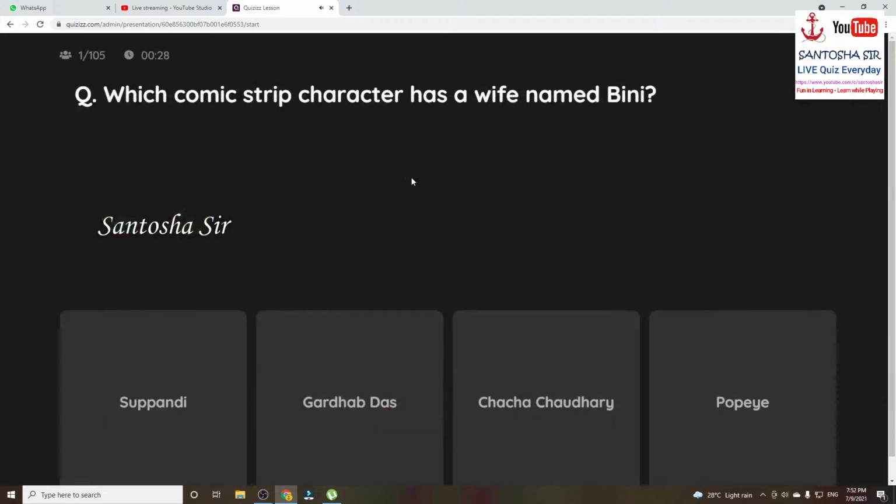Which comic strip character has a wife named Binny? Supandi, Gardhab Das, Chacha Chowdhury or Popeye?